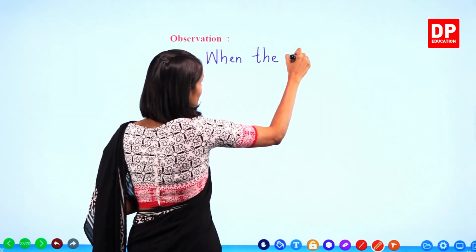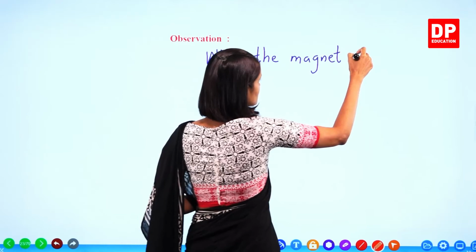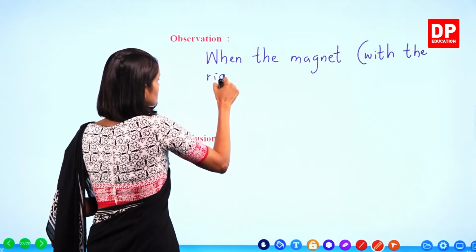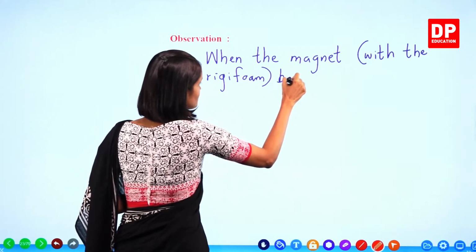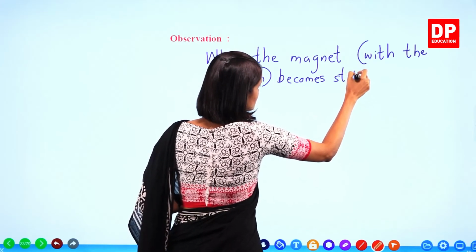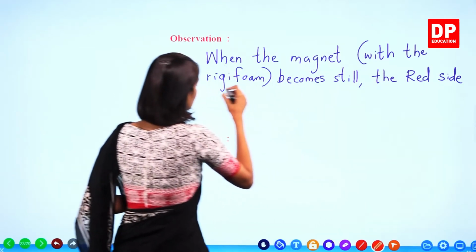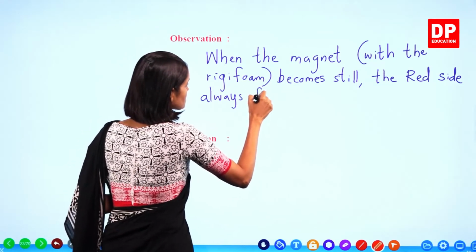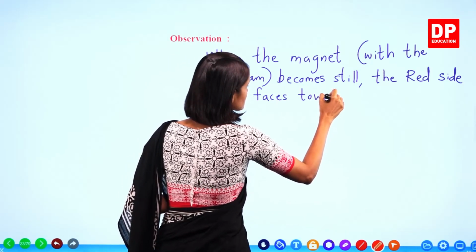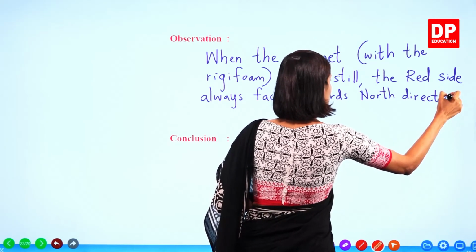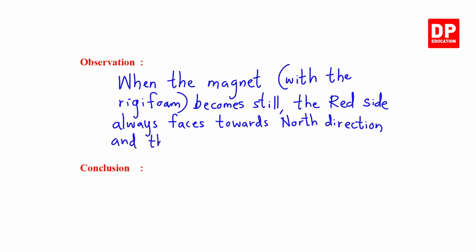When the magnet with the rigiform becomes still, the red side always faces towards north direction and the blue side towards the south.